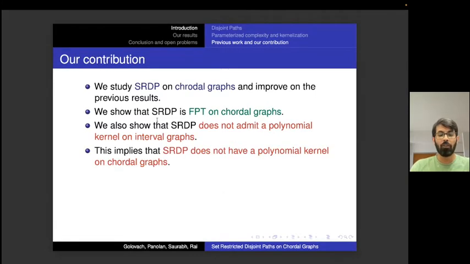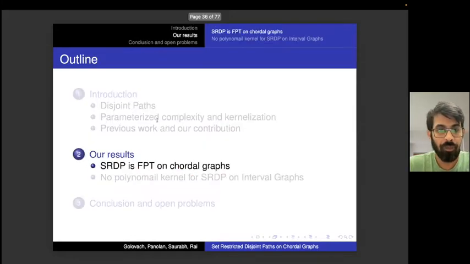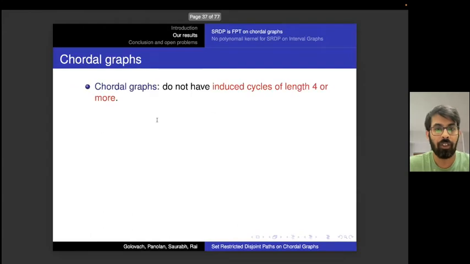So for chordal graphs, we settle the parameterized complexity of SRDP, and that is the main contribution of this work. So how do we approach the problem? How do we show that this problem is FPT on chordal graphs?